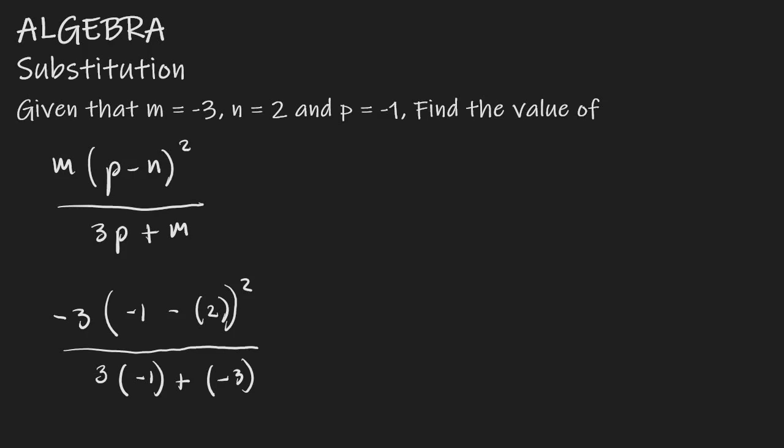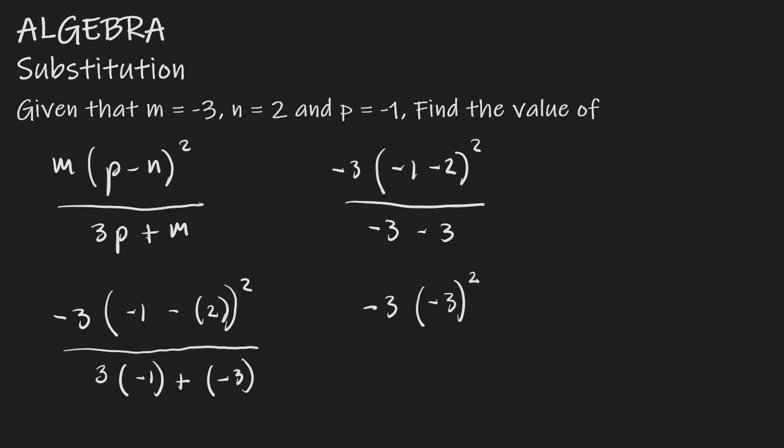Here I'm going to be simplifying my numerator and denominator. So, -3 times -1, minus 2, all squared, over -1 times 3, that is -3, plus -3, which is minus 3. Simplifying further, so I have -3 times -3 all squared over -3 minus 3, that is equal to -6. So I have -3 times -3 all squared, that is equal to 9 over -6.